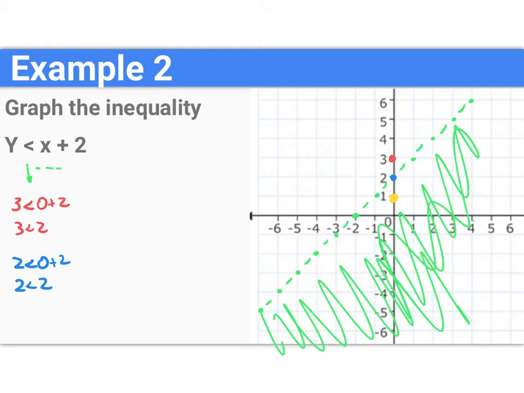So now let's try the yellow point. Is 1 less than 0 plus 2? 1 is less than 2. It works. And this is why all points below the line work. So when you're first starting out with graphing inequalities, your teacher may give you a test question that will ask about a test point. Make sure you pick 3 points: 1 in the solution set, 1 on the line, and 1 above or below the line, outside of the solution set. So that's what I would like for you to do in practice.